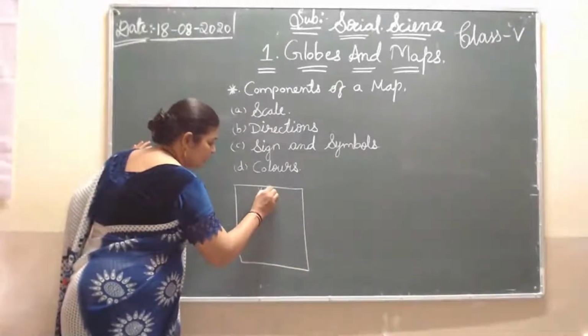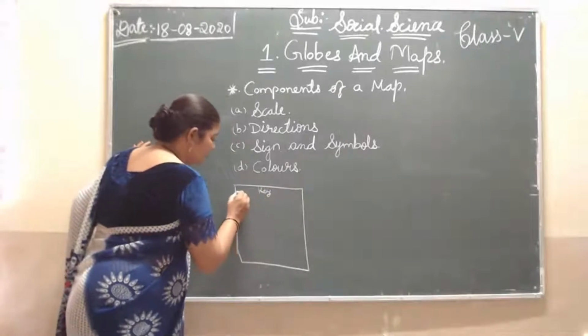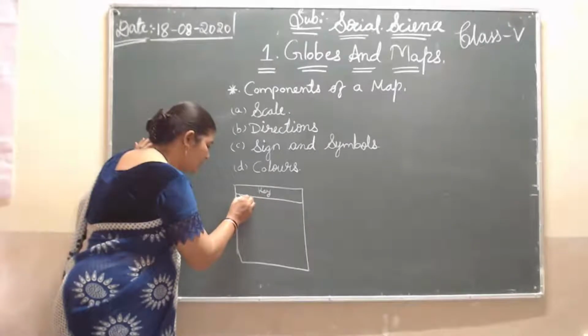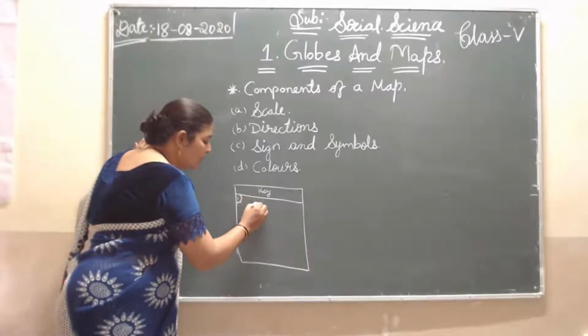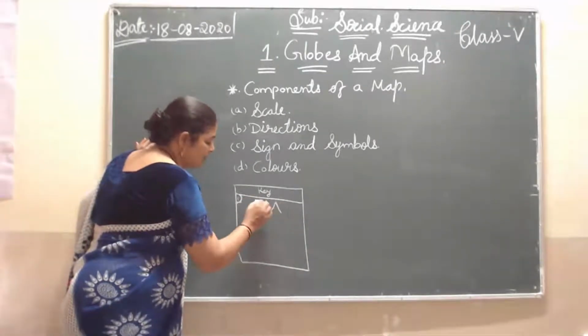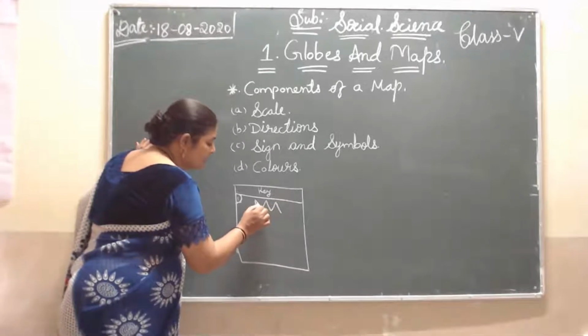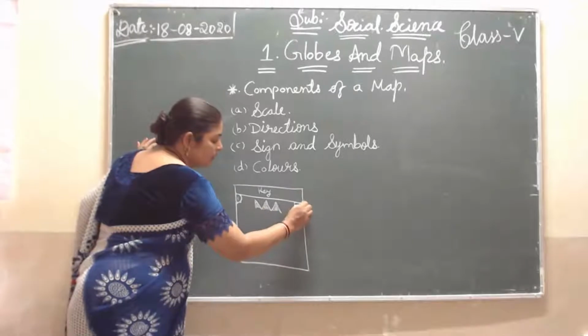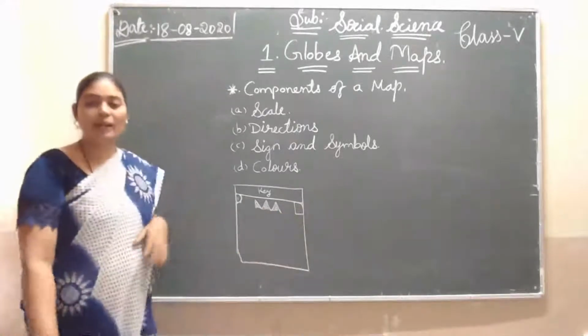Here, keys means sign and symbol, they are showing. So first one, mountain. Mountains this way, mountains. And its color is full dark brown color. So here they are showing the boxes, brown color box.